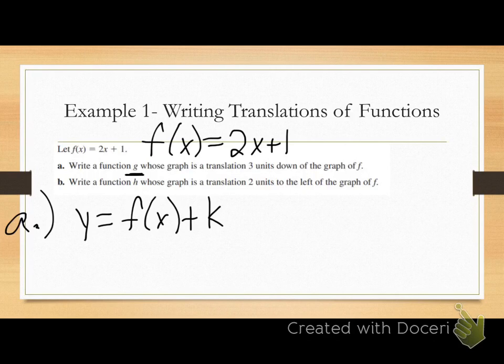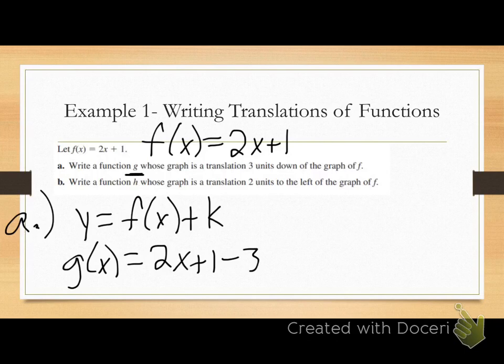Function g. So my function is going to be g of x equals, I replace f of x with 2x plus 1. And then my k value is how many units I am translating it. So which direction am I translating and how many units? 3, and I'm going down 3, right? So you think it's going to be a plus 3 or a minus 3? Minus 3. So I plug in minus 3 for k.